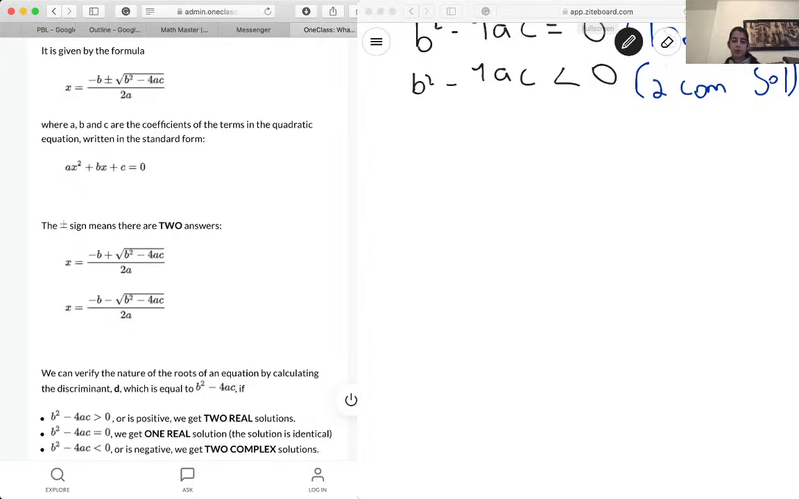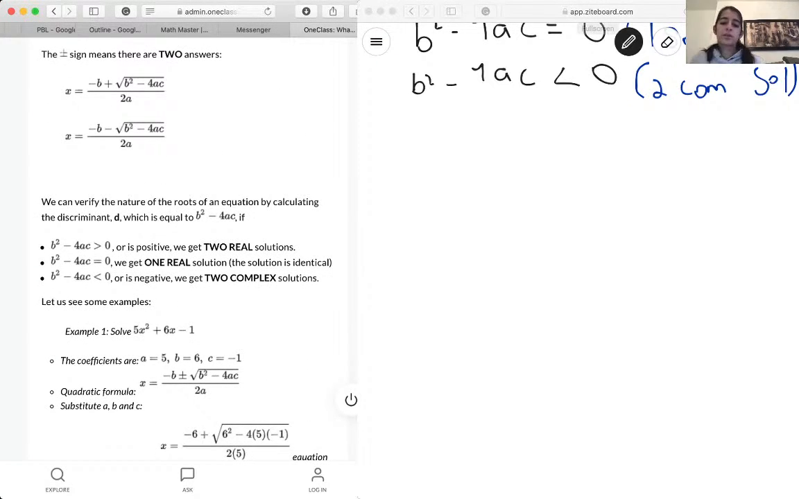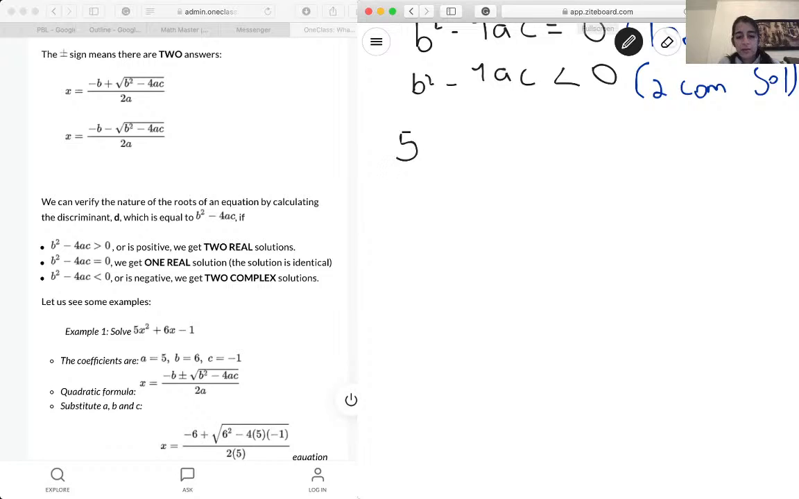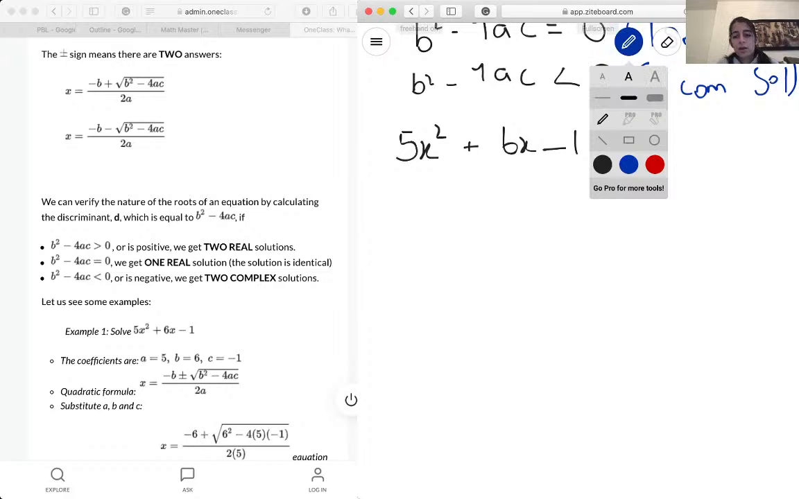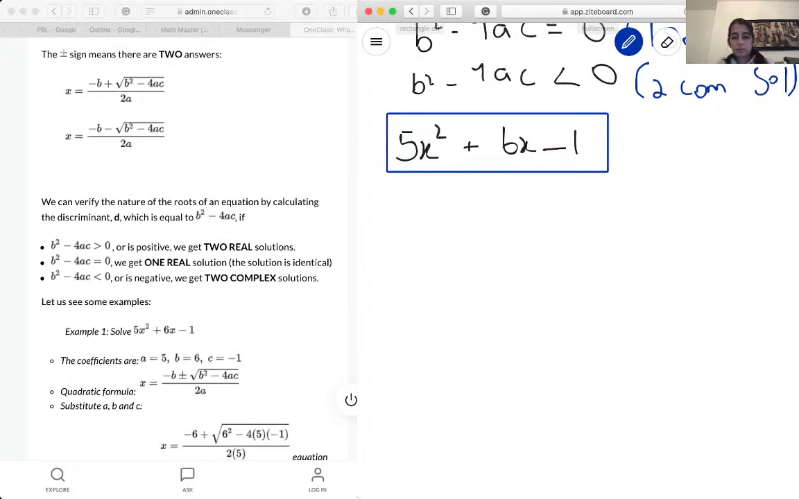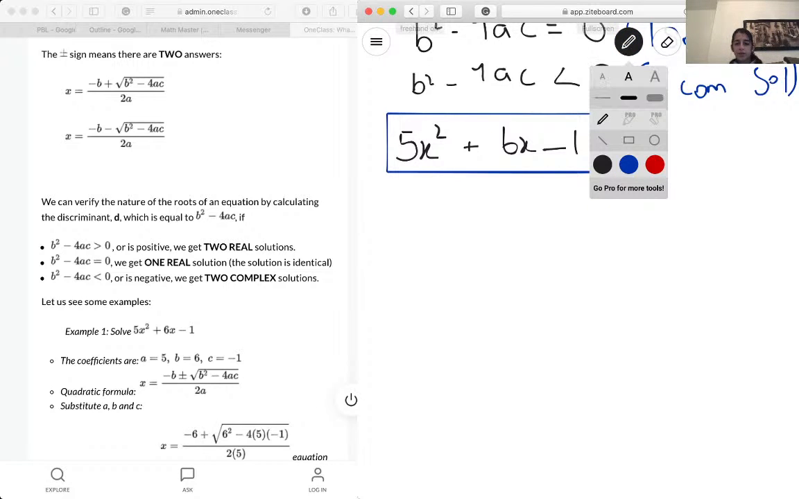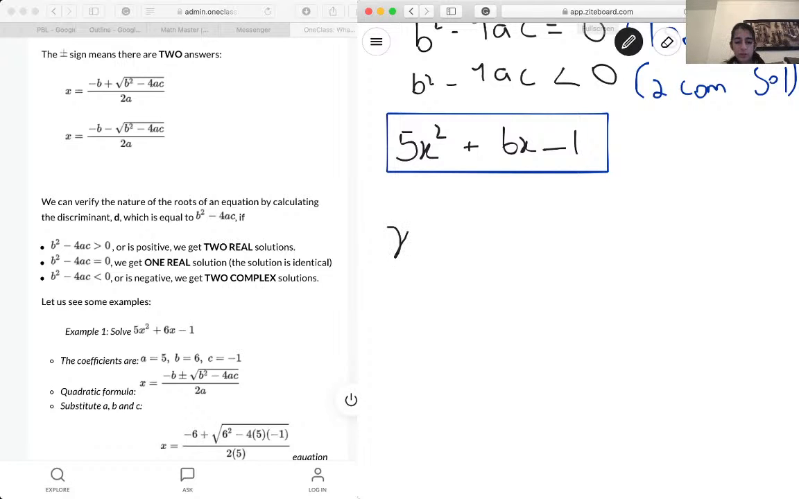We can do an example using this. We're given the sample problem 5x squared plus 6x minus 1. So we can easily figure out that the a value over here is 5, the b value is 6, and the c value is -1. So we just need to put that into our equation.